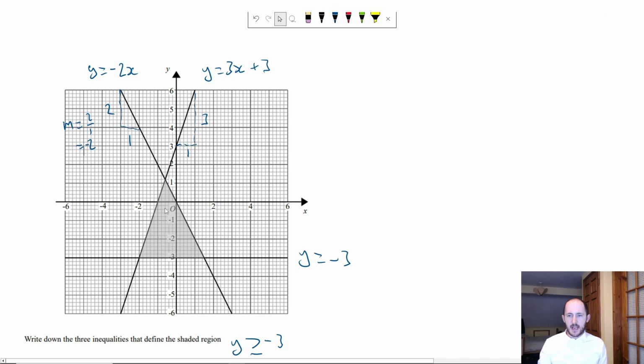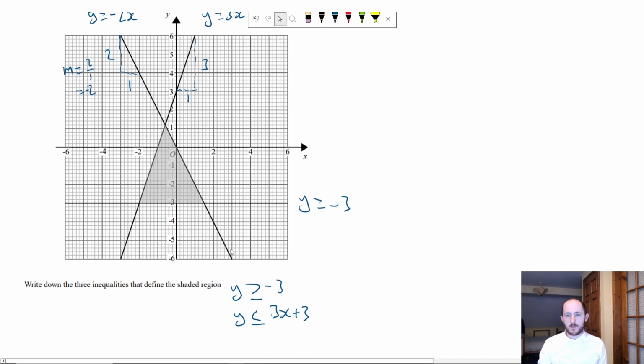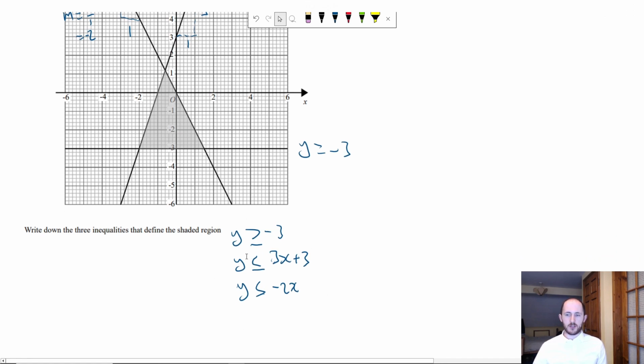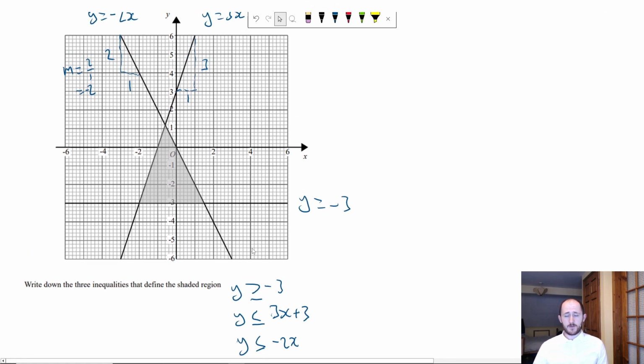Where does it cross? It crosses at 0. So that's just y is equal to minus 2x. And as you can see, it's underneath the line. So again, we're going to have y less than or equal to minus 2x for your 3 points. This is a 4 or 5 mark question. Pretty good, right? In fact, this is 5 because you have 2 equations of lines that you have to work out. So 4 or 5 marks, pretty dang good in my opinion.